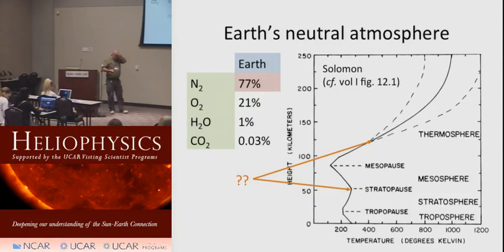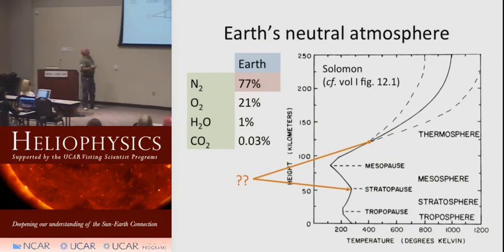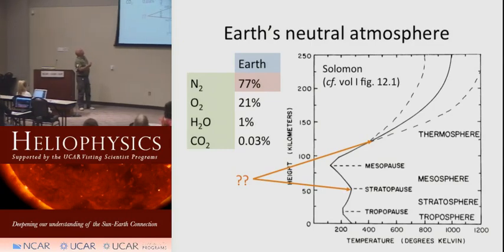But we are now out of the realm of pure plasma physics and into the realm of dealing with a neutral atmosphere. This is the Earth's atmosphere. It's 77% nitrogen, N2, 21% oxygen, a little teeny bit of water, even less in Boulder, Colorado, and some carbon dioxide.